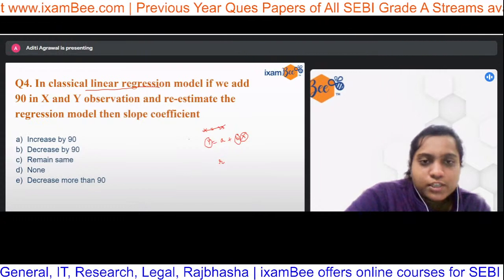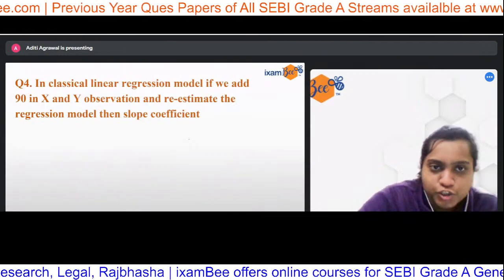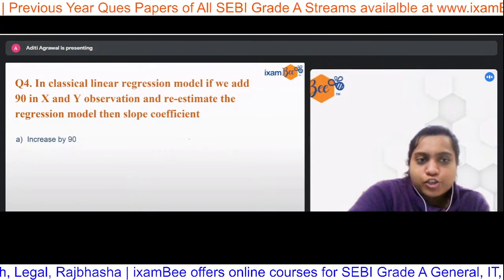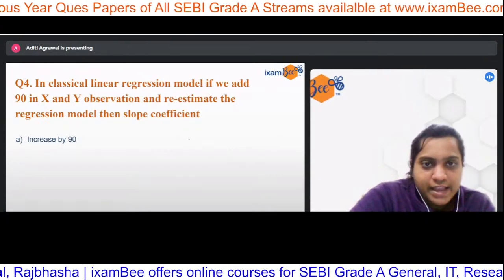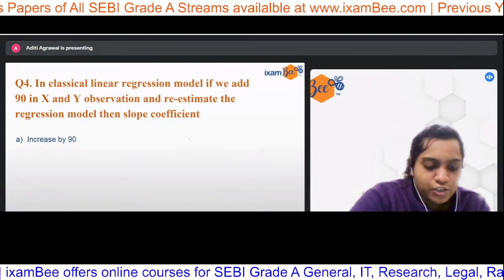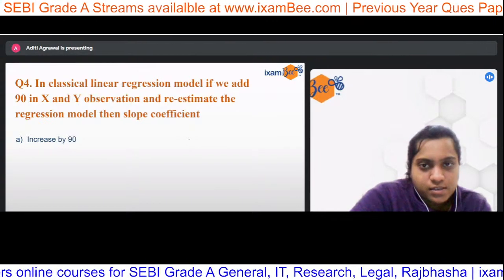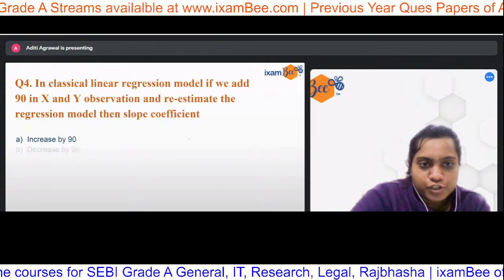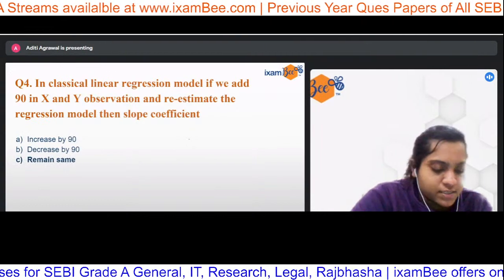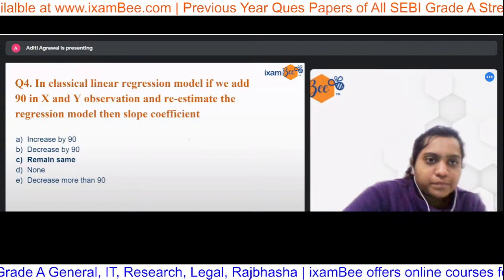So we know that the slope coefficient is independent of change of origin, right? So there shouldn't be any change in the slope coefficient if we add 90, or even if we subtract 90 or do anything. So it will remain same. It will not change. Okay.